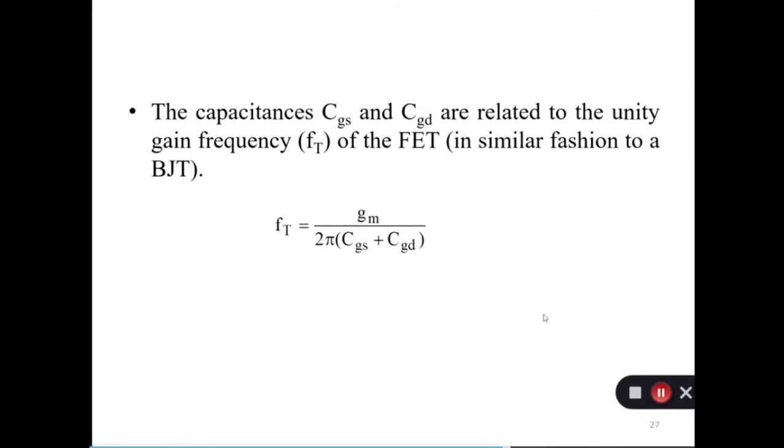After this, using these capacitances, they are related to the unity gain frequency. Like in the BJT, this formula: fT equals gm divided by 2 pi times (CGS plus CGD). Be careful, here there is no output capacitor like CDS.